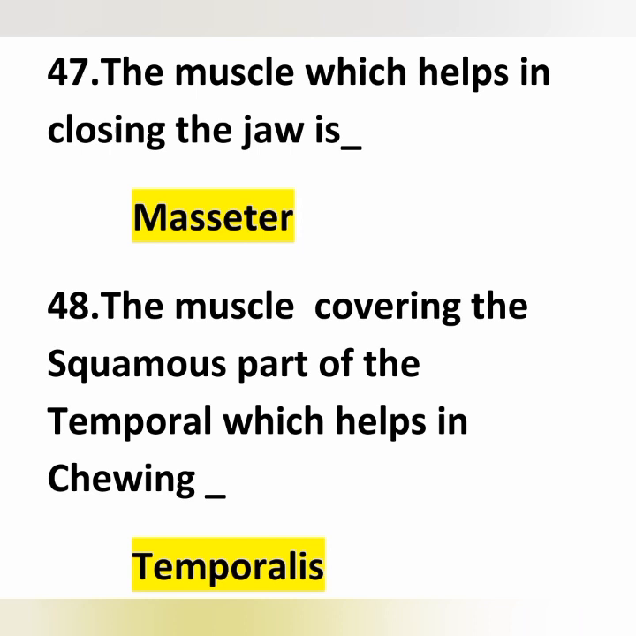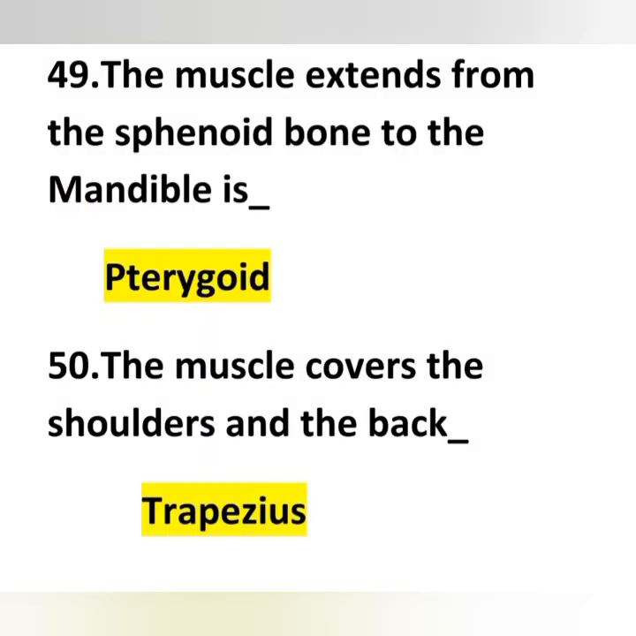And the next point, the muscle covering the squamous part of the temporal bone which helps in chewing. The chewing muscle is temporalis, which helps for chewing. And the next point, the muscle that extends from the sphenoid bone to the mandible. From the sphenoid bone to the mandible is the pterygoid muscles. And the next point, the muscle that covers the shoulder and back. Both shoulder and back is covered by the trapezius muscle.